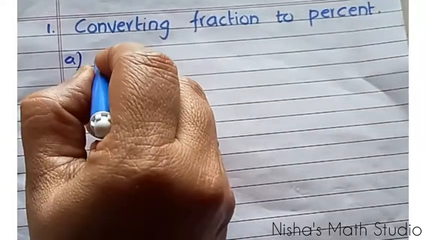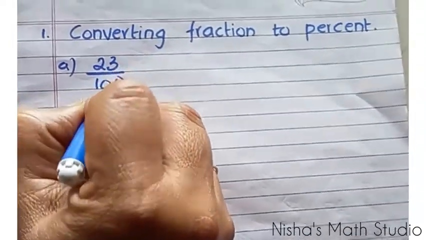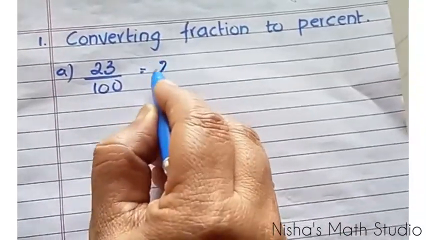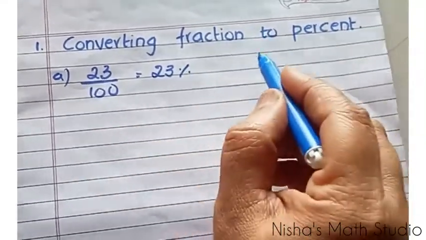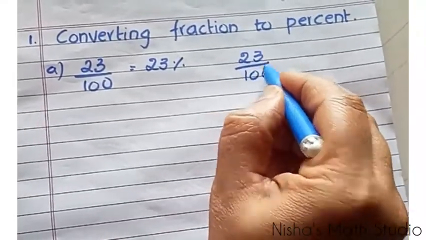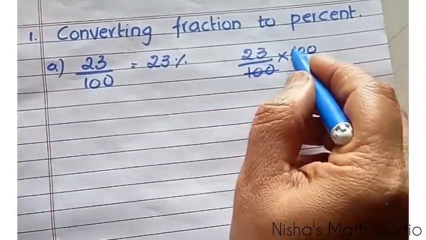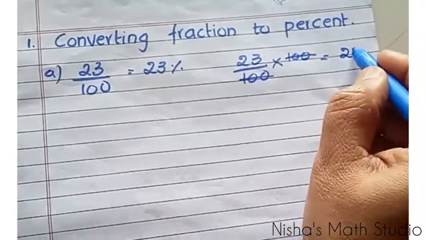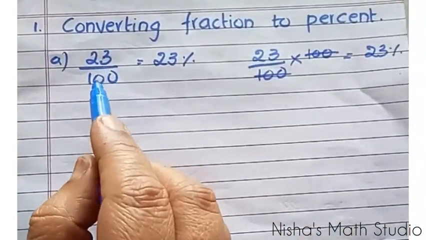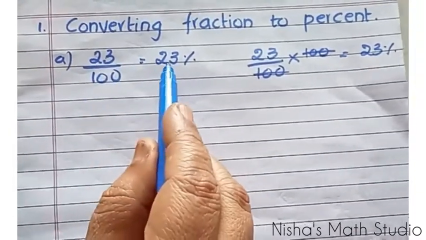If you take an example of say 23 by 100. When you have a fraction with denominator 100, you can simply write it as 23%. Or you can also do it like this: we know to convert it into a percentage, we have to multiply the given number by 100. So 23 by 100 times 100, the 100 gets cancelled. So what you have is 23, and you put the percentage symbol. That is, if you have a fraction with the denominator 100, you can simply write 23 by 100 is equal to 23%.